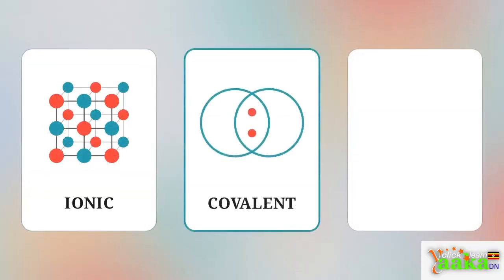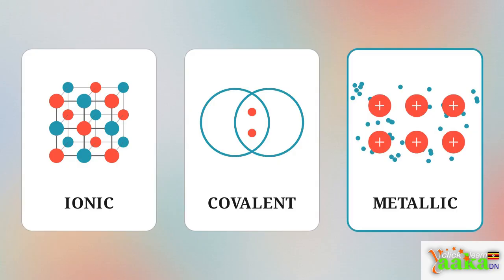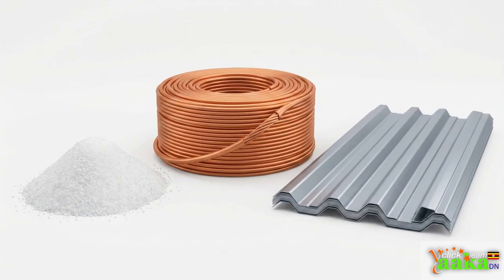We group these atomic interactions into 3 specific models: 1. Ionic, 2. Covalent, and 3. Metallic. By understanding the rules of these 3 bonds, you can predict the physical properties and everyday uses of almost any material you encounter in Uganda.